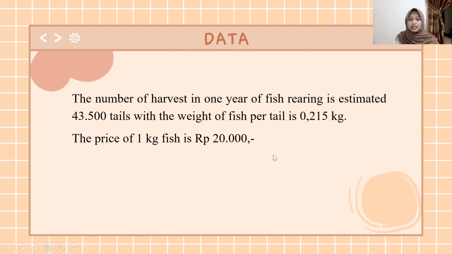And then next, we also have the data from this journal that the number of harvests in 1 year of fish rearing is estimated at 43,500 tails, with the weight of fish per tail being 0.215 kilogram. And then we also have the data that the price of 1 kilogram of fish is 20,000 rupiah.